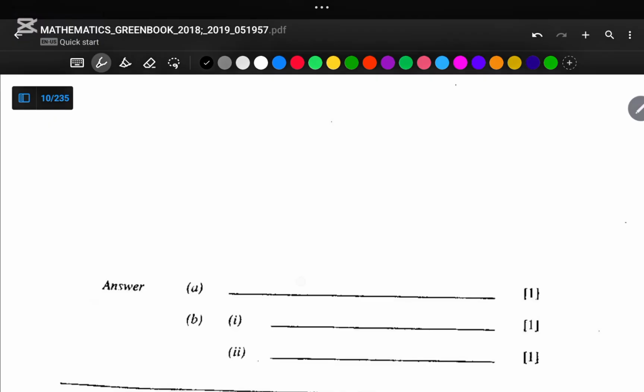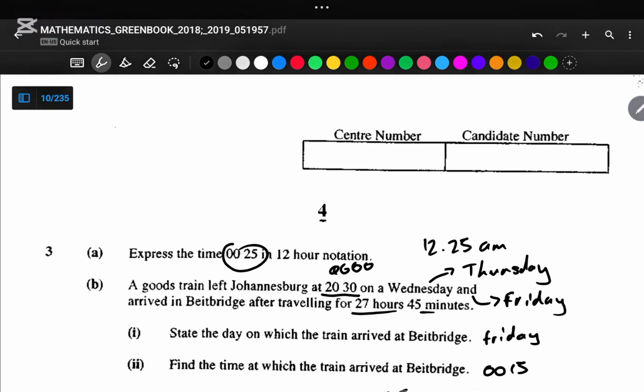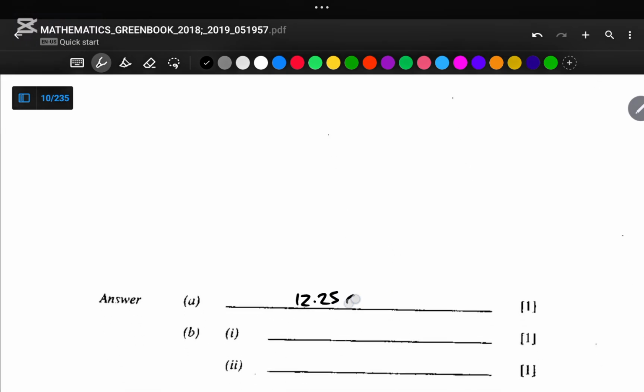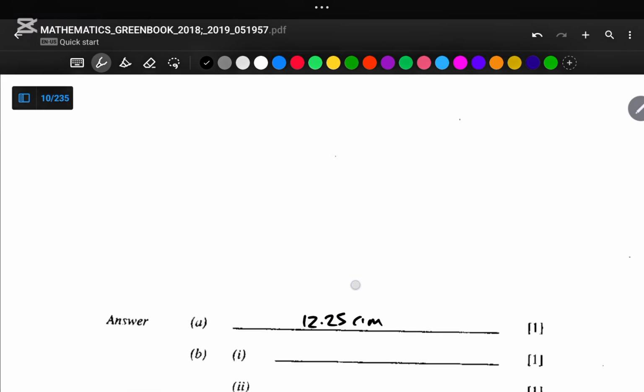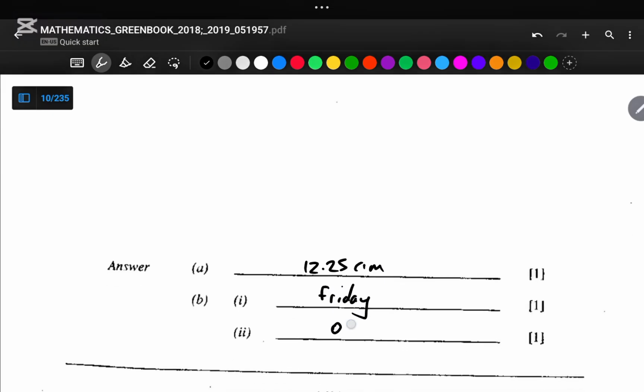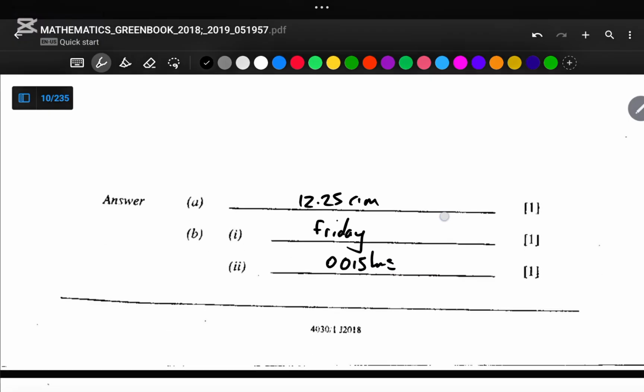So our final answer, it is 12:15 a.m., and it arrives on Friday. The time is 00:15 hours. So that is the time.